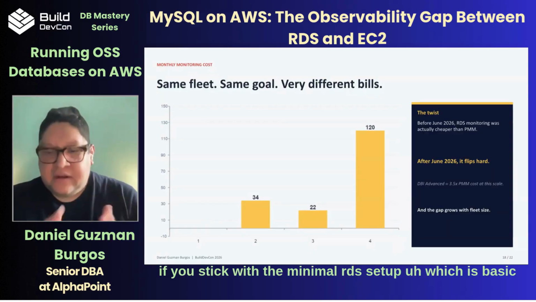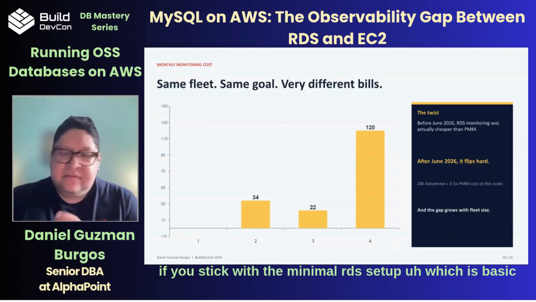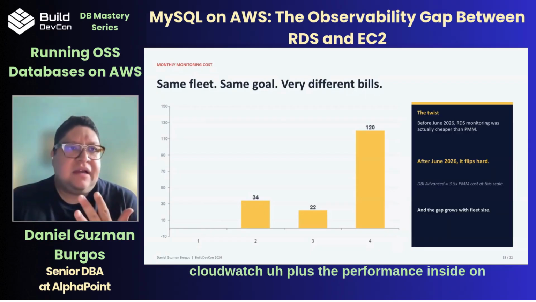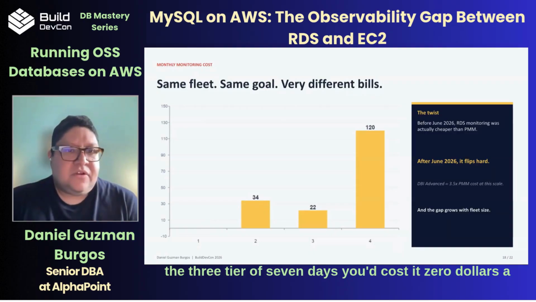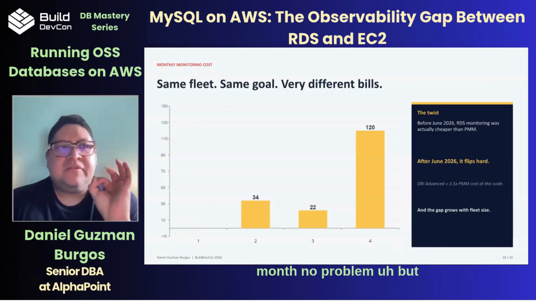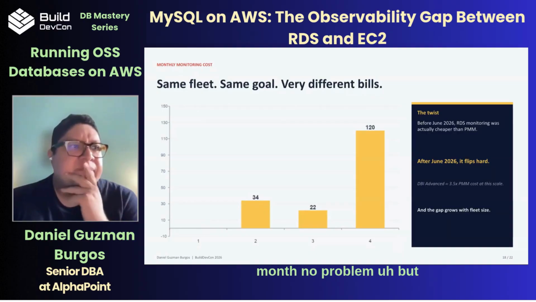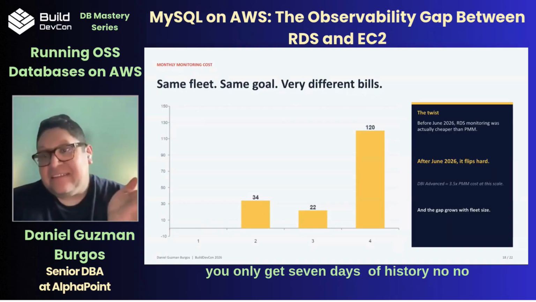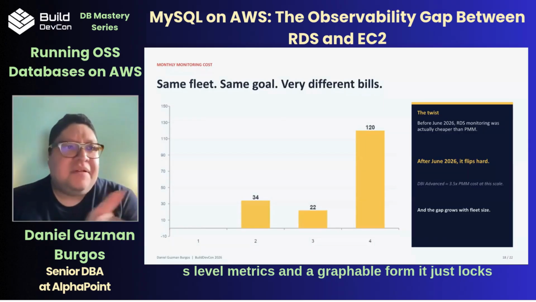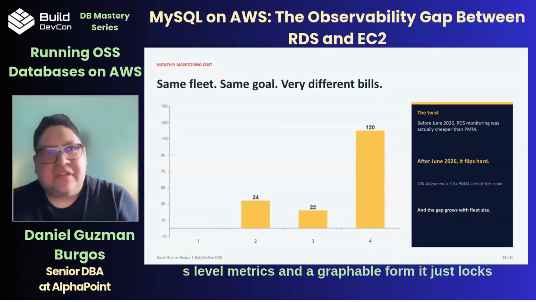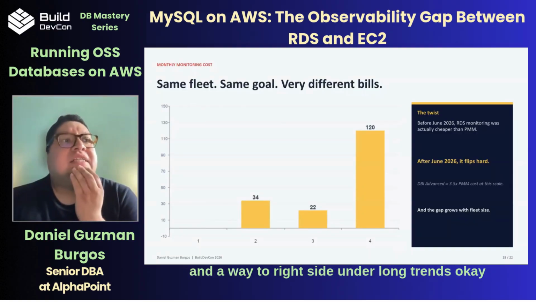If you stick with the minimal RDS setup, which is basic CloudWatch plus Performance Insights on the free tier of 7 days, it would cost you $0 a month. Good, no problem. But you only get 7 days of history, no OS level metrics in a graphable form, just logs, and no way to look at long trends, okay?